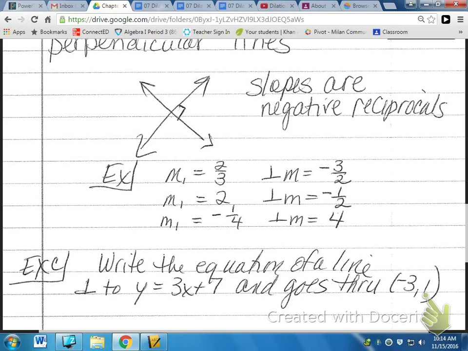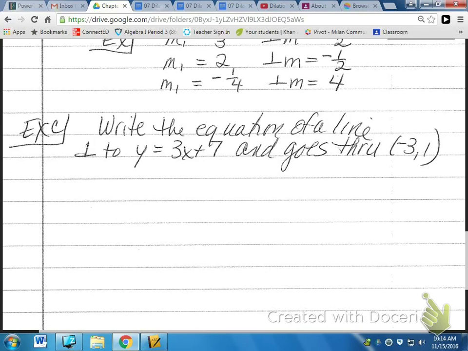If an original slope is positive 2, the perpendicular slope would be negative 1/2, you'd flip it over. If the original slope was already a negative, so negative 1/4, then the perpendicular slope would be a positive, and then you flip it over to positive 4. So this is kind of the same deal here. They're going to give you an equation, and you're going to take that equation and only pull the slope off.